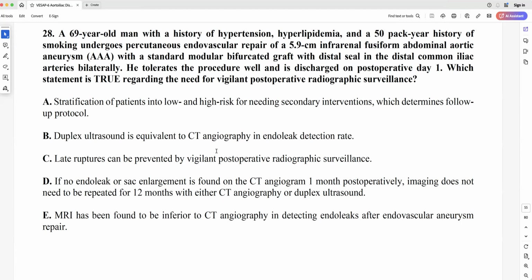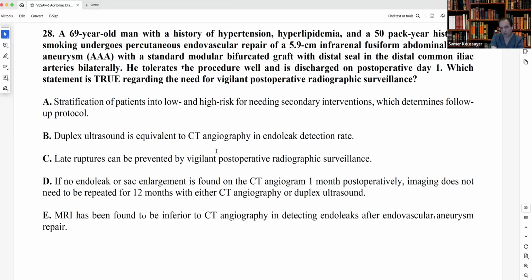C: late ruptures can be prevented by vigilant postoperative radiographic surveillance. I don't think that is right, because some ruptured without evidence of endoleak on CT. That's true. Why? How is there rupture without a type 1 endoleak? Maybe endotension. What is endotension? Usually it is an intermittent type 1A endoleak. This is what it usually is.